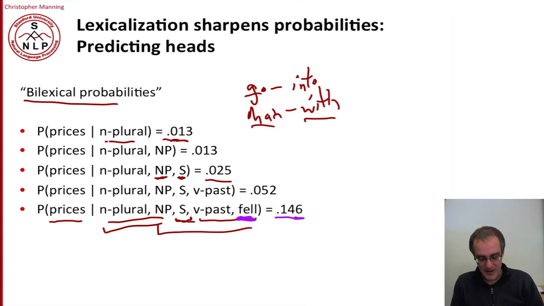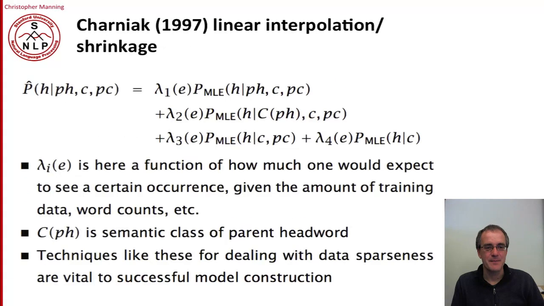And so then the probability becomes far higher again. So now it's up to almost a 15% chance, a 1 in 7 chance that the head of the noun phrase is going to be prices. And again, we're capturing a lot more of this probabilistic information. But you might be wondering now, gee, can we really estimate these probabilities? And the answer is that in general, you can't estimate these probabilities, because the probabilities that you'd like to estimate become far too sparse, and I'll illustrate that on the next slide.